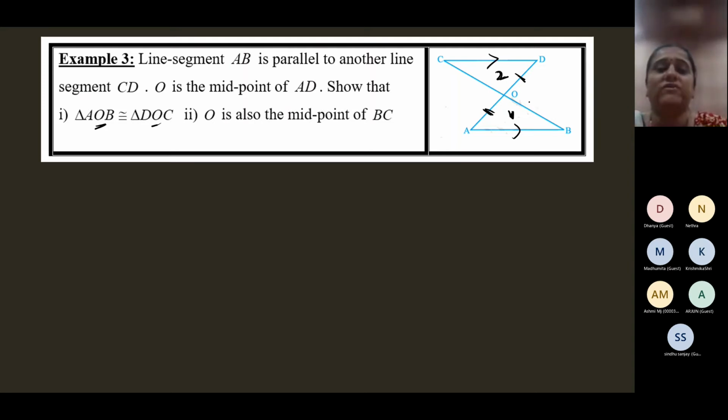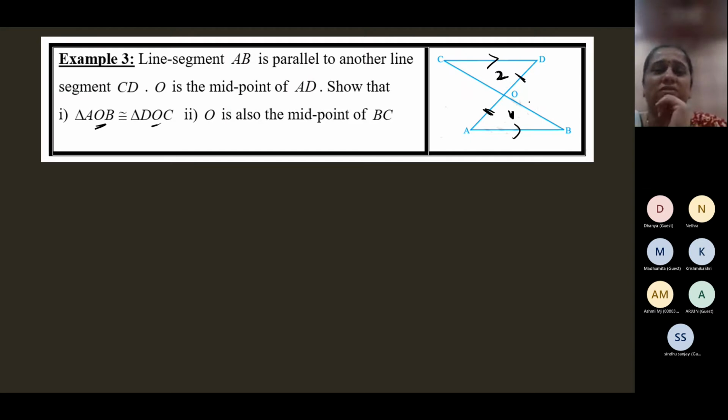Depending on the information given, you'll have to select the correct congruence rule. You cannot select the rule first. Okay, let me use ASA for this. No, it's not like that. Depending on the information given, you should use that relevant congruence rule.